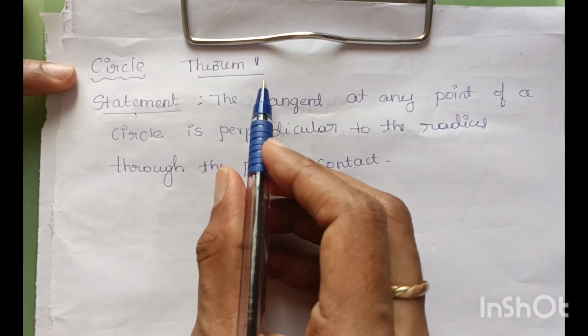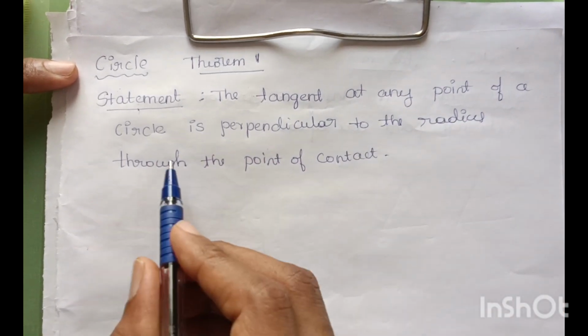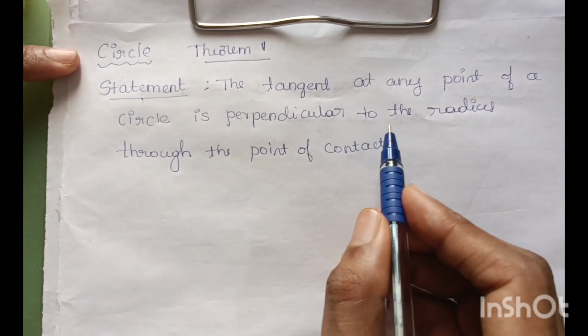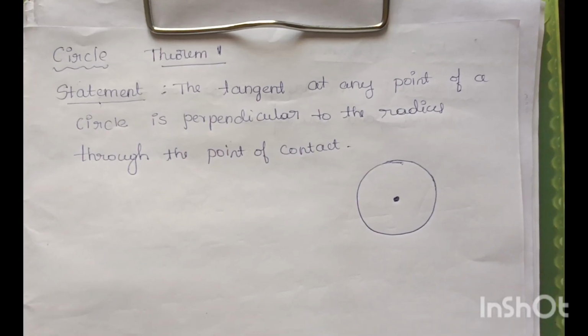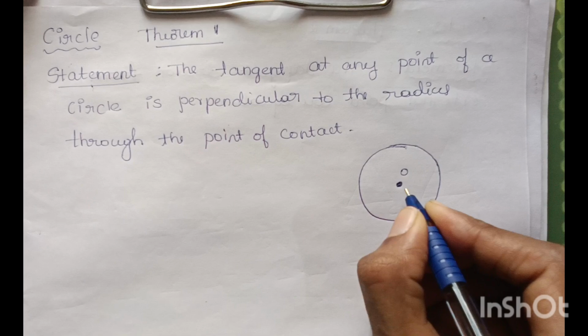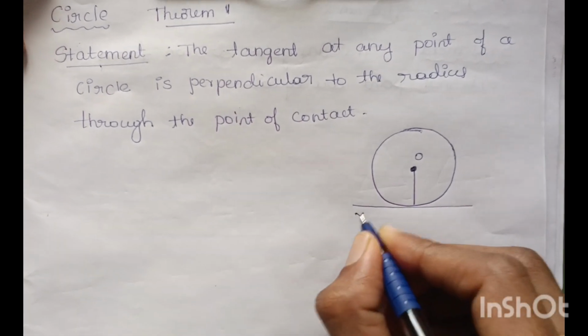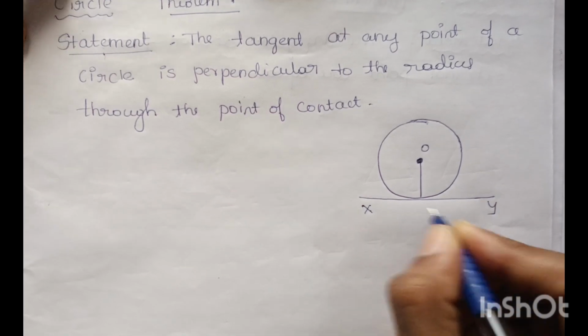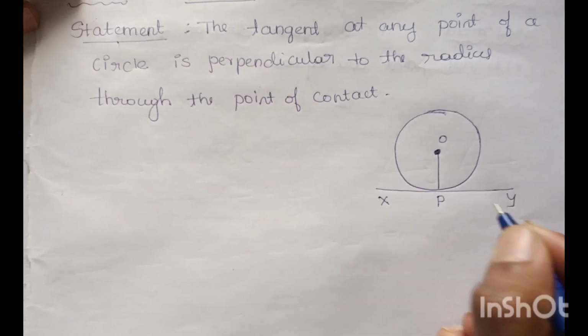So theorem 1 of this chapter. Statement: the tangent at any point of a circle is perpendicular to the radius through the point of contact. In the figure, O is the center of the circle and I am drawing one tangent XY. XY is a tangent drawn and its point of contact is P.